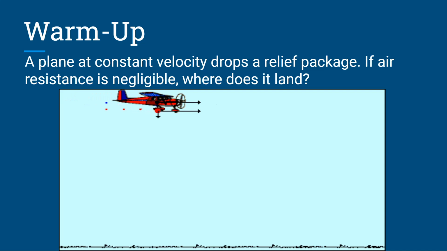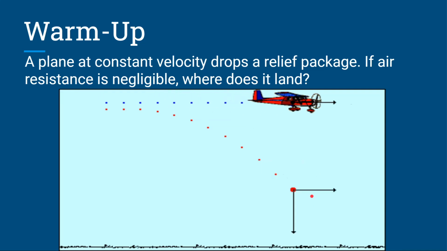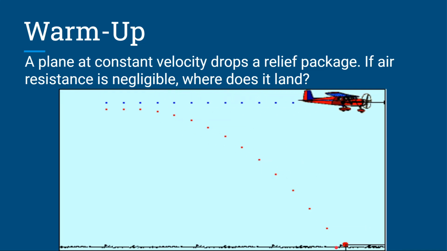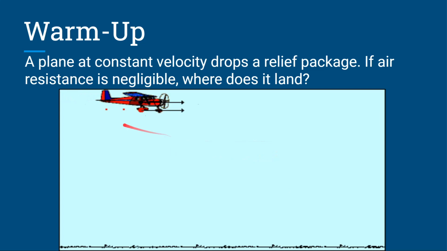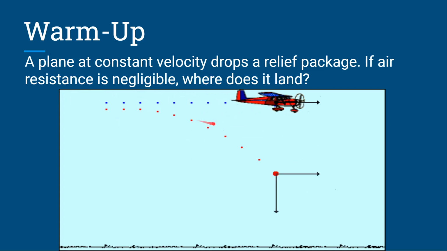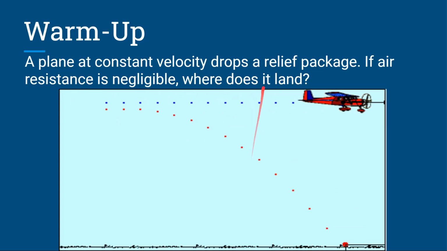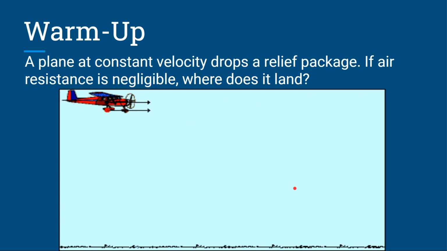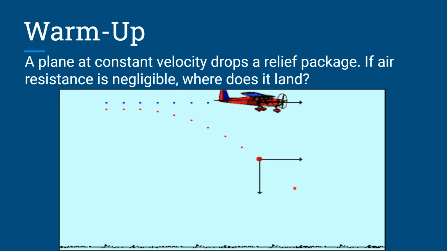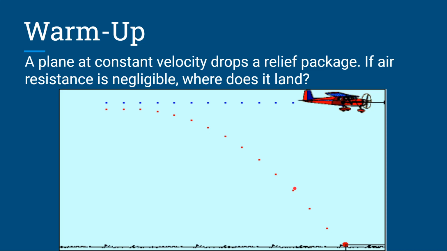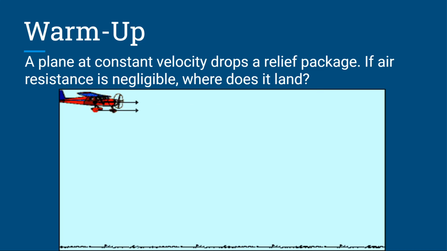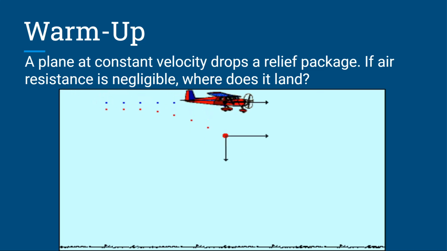Here's an animation, by the way, showing the same thing. You can see that even though this object is falling, its horizontal position, the points, are all keeping in line with the position of the plane. And so their horizontal motions are the same. It's just the vertical that's different because the plane doesn't have vertical motion, whereas the package is, of course, falling.